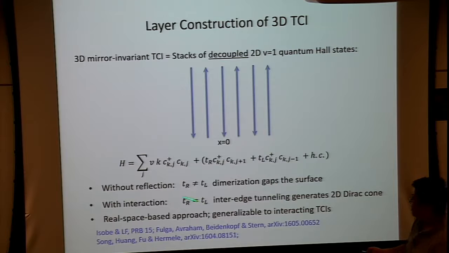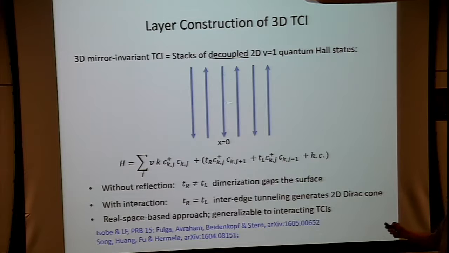But when the reflection symmetry is present, then the tunneling to the left and the right are equal, and one can solve this problem explicitly. And you will see that in momentum space, as a function of both ky and kx, we get a two-dimensional Dirac cone. Okay. And this is exactly what we expect from the mirror Chern number that I described in the first lecture. When the mirror Chern number is non-zero, there has to be a Dirac cone on the surface. In this case, you get one Dirac cone because I'm looking at a case where the mirror Chern number is equal to 1.